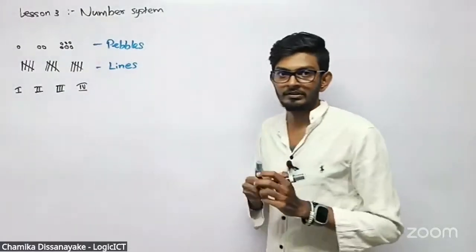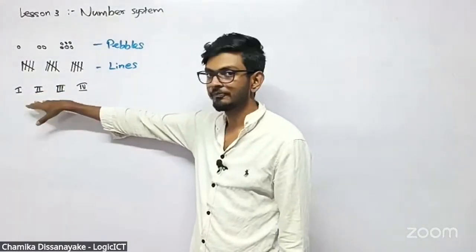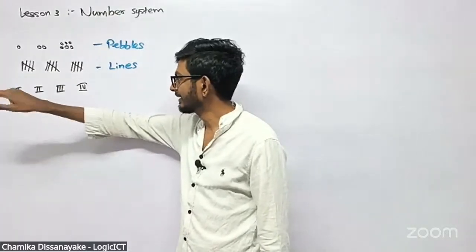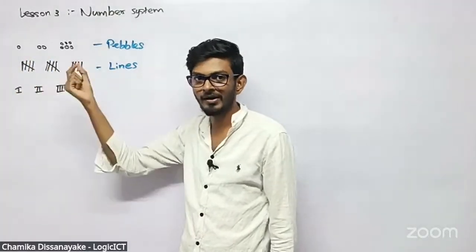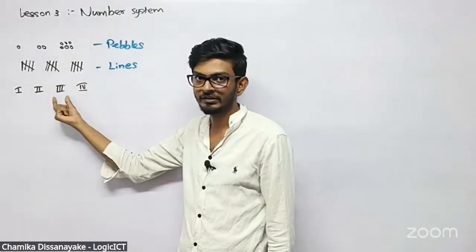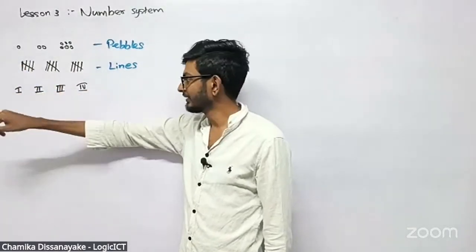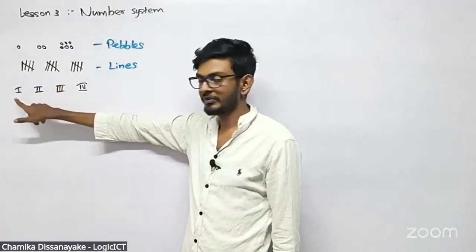Just learn, those are the symbols. This is a symbol, but here they are actually going to count one. They know this is one, this is two, this is three. From here onwards, they are going to count, but they are using symbols. Those are the symbols.